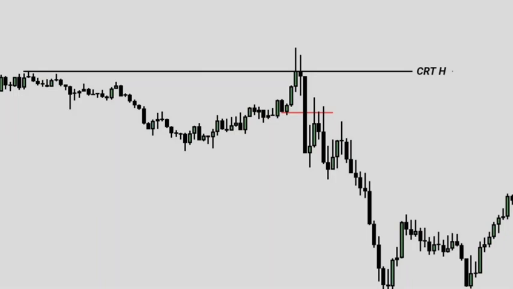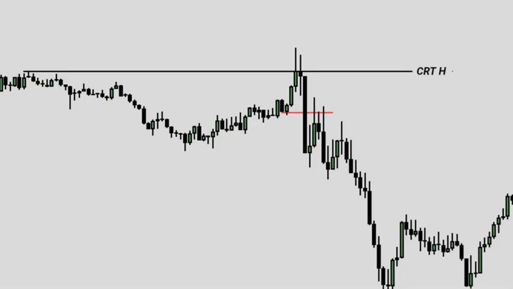So you can also enter the FVG here, or you can just take your trade from the change in state of delivery, or you can also scale down to 1 minute to look for a lower time frame change in state of delivery to take your entry.